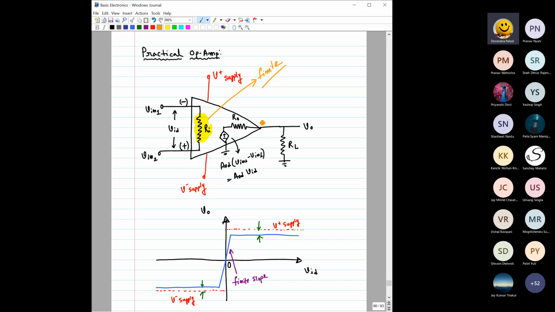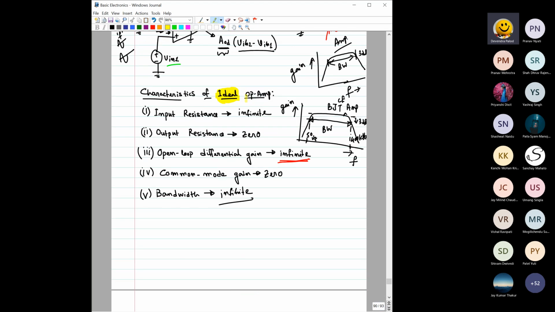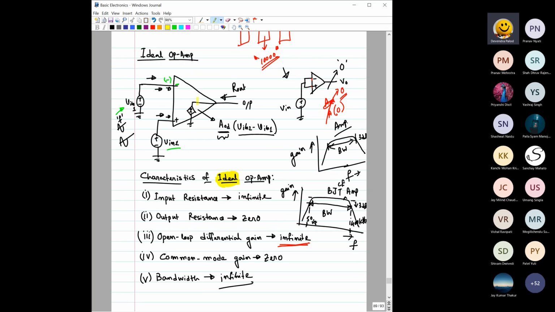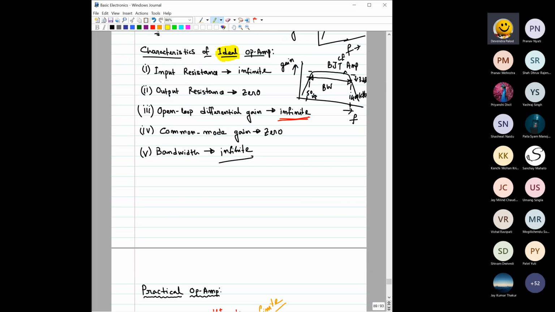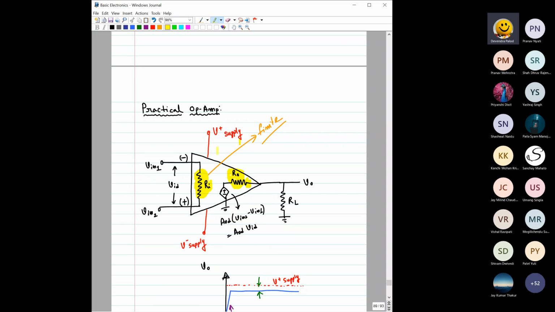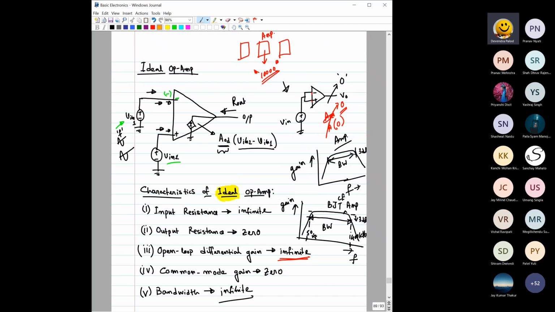Another important deviation is this one. If you notice the previous diagram, here we do not have any resistance at the output of this op amp. But for a practical op amp, we do have a resistance which is connected with the output of this op amp. So how does this resistance impact? You can clearly see earlier, this is the voltage which would be available at this output terminal.